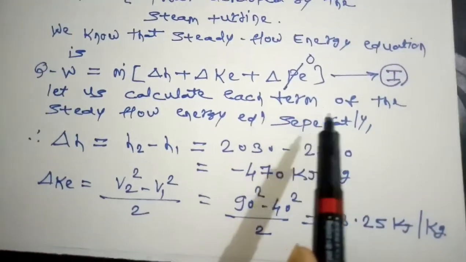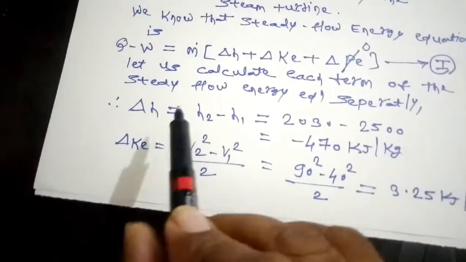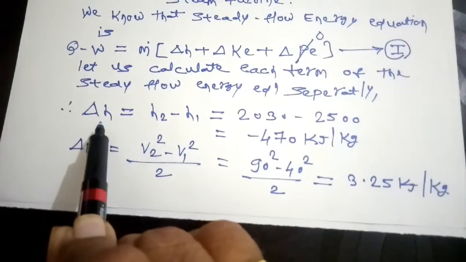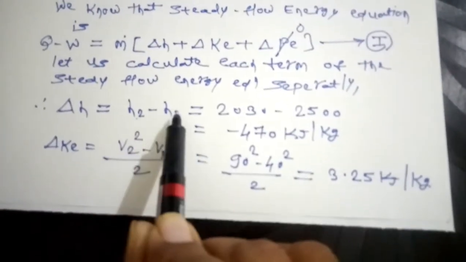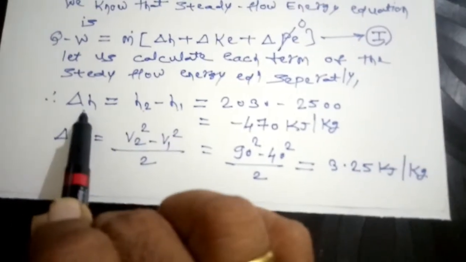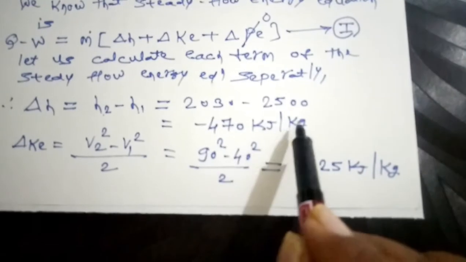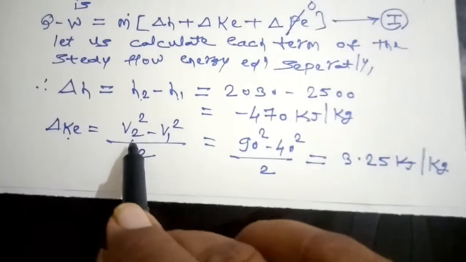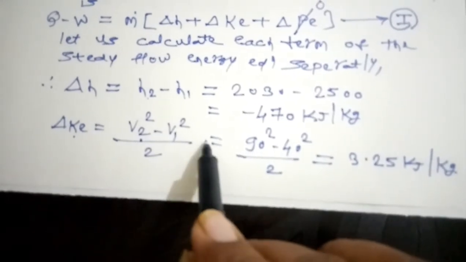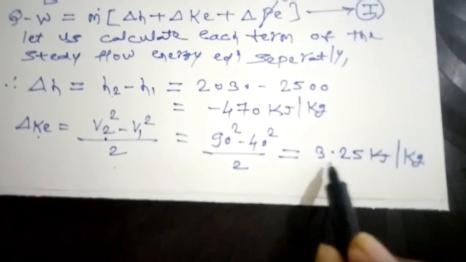Let us calculate each term of the steady flow energy equation separately. So delta H, that is change in enthalpy, H2 minus H1. So we know the value of H2, we know the value of H1. So delta H comes minus 470 kilojoule per kg. Similarly, change in kinetic energy, V2 square minus V1 square divided by 2. So that comes 3.25 kilojoule per kg.